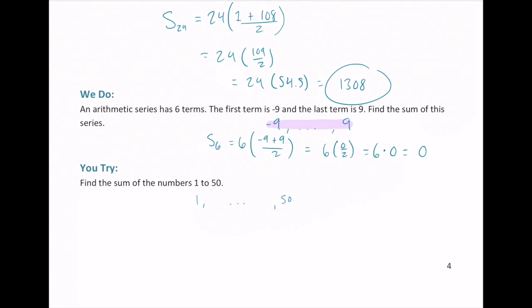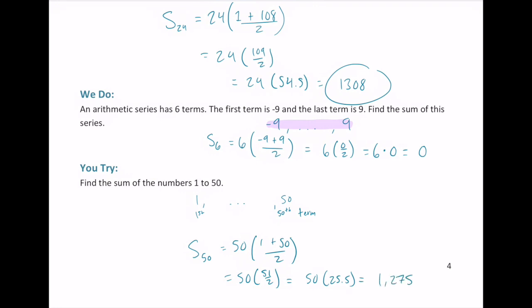Okay, this is my first term. I'm assuming this is my 50th term. So S of 50, that's going to be 50 times the first plus the last divided by 2. So 50 times 51 over 2. So that's 50 times 25.5, which is 1,275. So if I add up all the numbers from 1 to 50, that's my total.